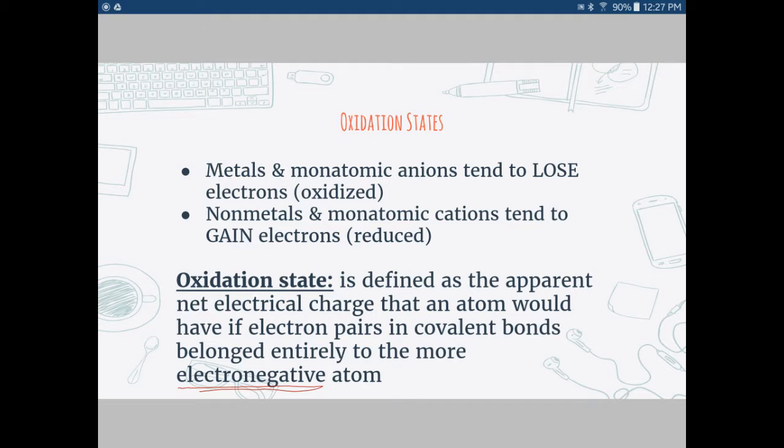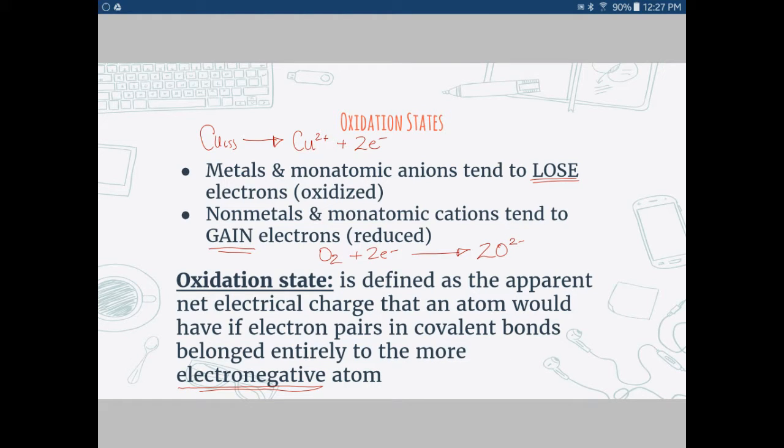There are a couple other points that we need to consider. Metals and monoatomic anions tend to lose electrons. Nonmetals and monoatomic cations tend to gain electrons. If I look at copper as an example, copper tends to form a cation and it loses electrons. Electrons are a product. Whereas if we look at a nonmetal, like oxygen, it gains electrons and turns into oxygen anions.